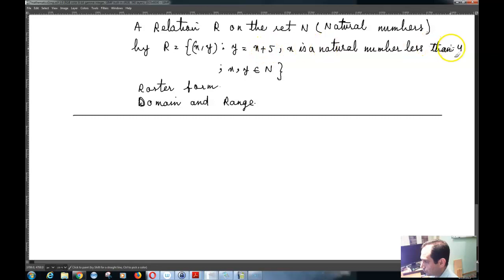So R is going to be equal to (1, 6), since 1 plus 5 is equal to 6, and then you have (2, 7), you have (3, 8), and that's it, since x is less than 4. And this is the roster form.